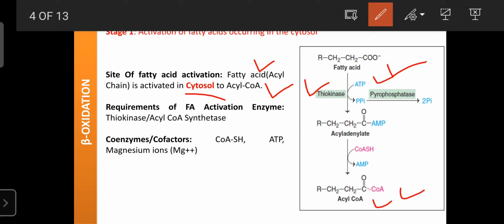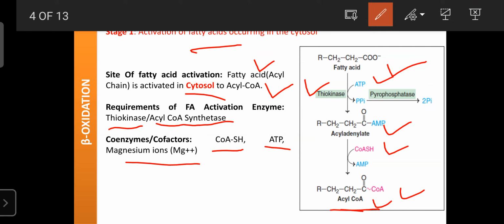Then it can form the acyl adenylate. Then in the presence of coenzyme A, that is converted into AMP, and it can form the acyl CoA. The enzyme required for activation of fatty acids is thiokinase, also known as acyl CoA synthetase. Regarding the cofactors, CoASH, ATP and magnesium are required as coenzyme as well as cofactor.